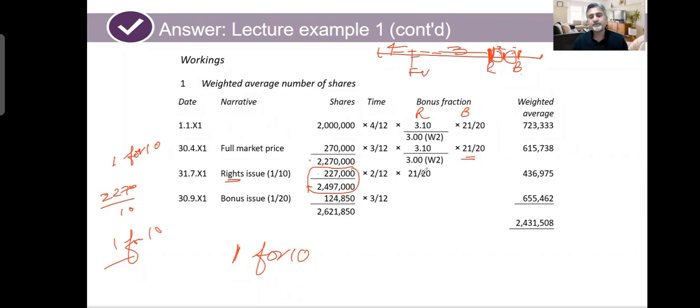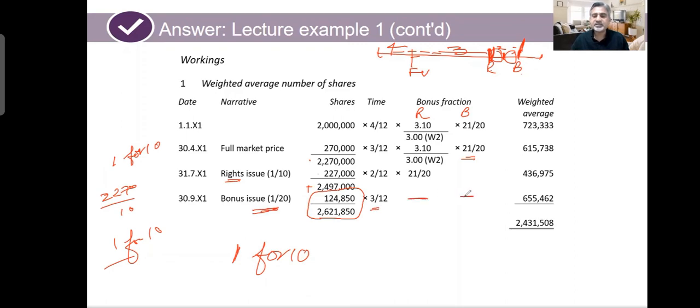The right fraction I ignored. When I come to the last transaction on 30th of September, I'm giving a bonus issue, 1 for 20. So 2497 divided by 20 makes 124,850, and 124,850 plus 2497 gives the total number of shares, and this remains for 3 by 12 because it is a bonus issue.